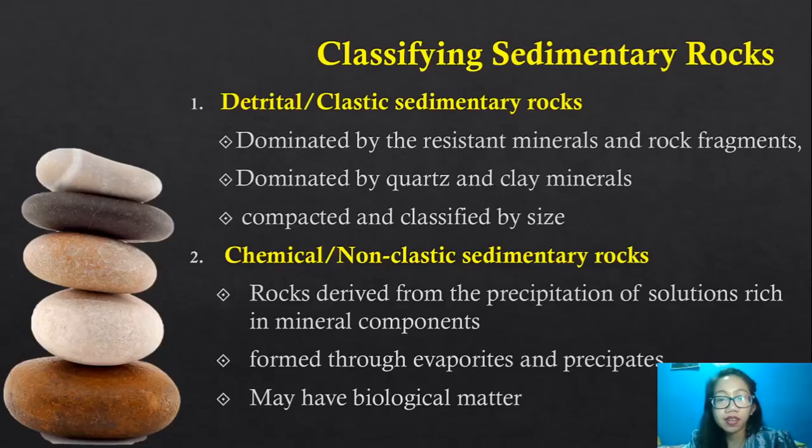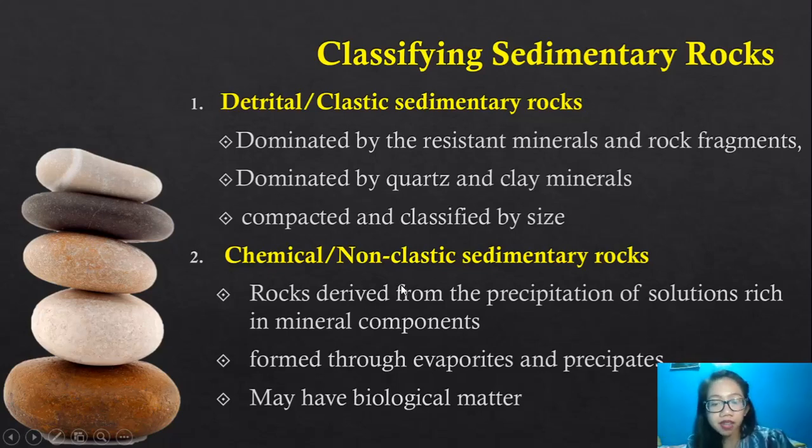Okay. Now, when we are classifying sedimentary rocks, there are also two types. First is your detrital or clastic sedimentary rocks. These are formed due to physical processes. That's something that you should remember. Clastic forms from sediments due to physical processes. So they are formed from sediments, rock minerals, okay? They contain quartz and clay minerals.